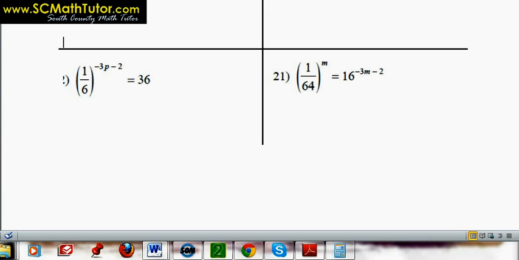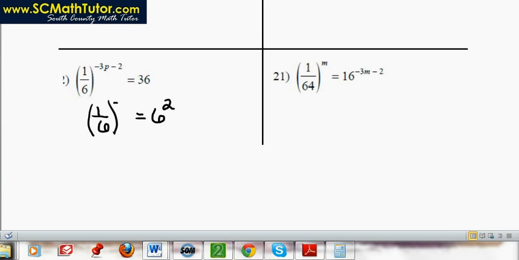Here we want to get the same exact base. What can we do to get the same exact base? Well, they have 6's in them, so I can make this a 6, right? Because 6 squared is 36. That gets you closer to what you want, because now they have similar bases. One is 1/6, and the other is 6 squared. The next thing you can do is make this 6.